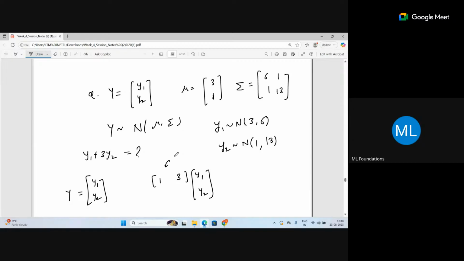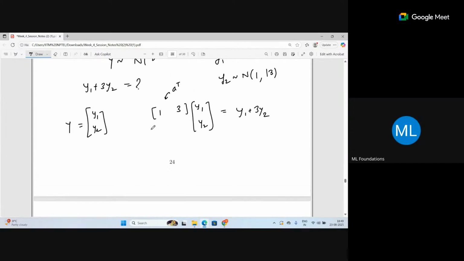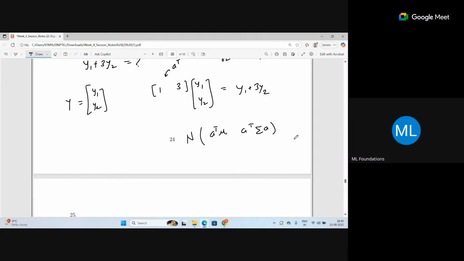So if I say that it is A transpose, because if I just multiply this, it will give me y1 plus 3y2. So if I say this is A transpose of y, then what will be the distribution of this random variable? It will be normal, with A transpose mu as the mean, and then A transpose sigma A will be the covariance, or the variance.